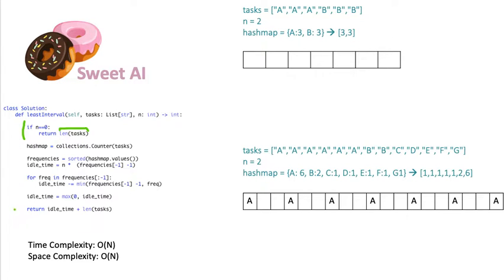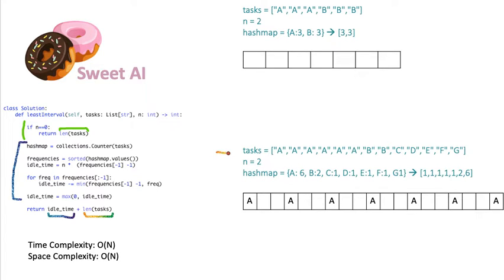And the second case is when n is not equal to 0. For that case, we need to find out how many cooldown periods we are going to have. So in this part of the code, we are going to calculate how many cooldown periods we need for this example, which we are going through. And then we are going to sum that up with the length of the tasks and return it as the result. Let's go through this example and see how we can do that.